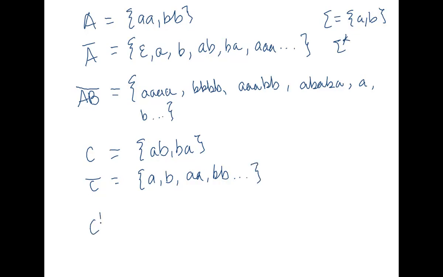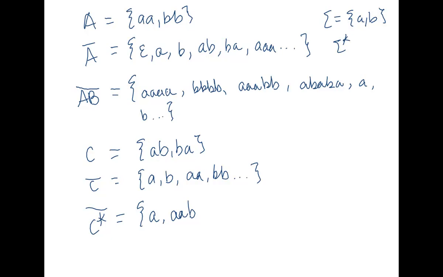C star complement is really interesting, because we have to think really hard. What's in C star, and then what's not in C star? C star was like ab, ab. So certain things, like a, could not be in C star. a, b could not be in C star. There's no way for me to construct this from C, from these root strings in C.